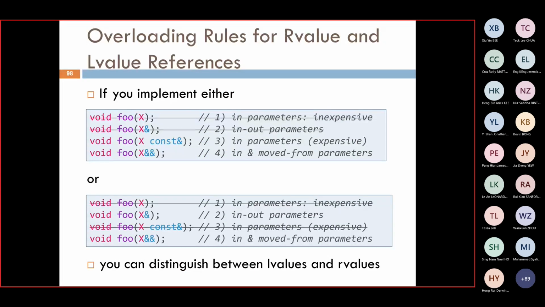Professor, can I check why is one inexpensive and three expensive? Because you're passing by value, right? In one, you're making a copy. So shouldn't the one be expensive and three be inexpensive? No, what the comments mean, use it for inexpensive stuff. Okay, yeah, I thought you meant the one was expensive. No, no. Use it if you have inexpensive.